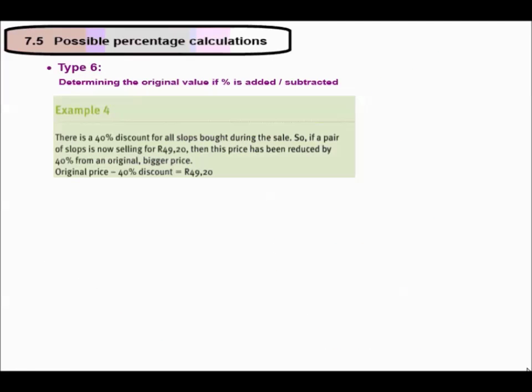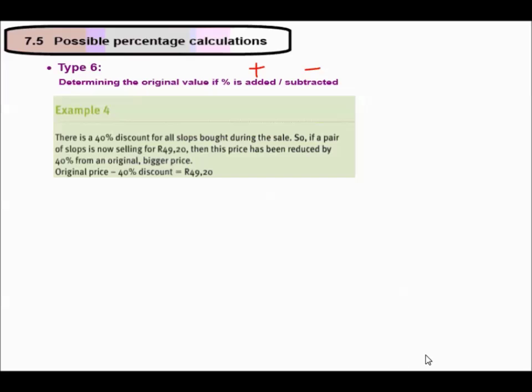Let's look at example 4, and this is an example of type 6 when you have to determine the original value if there has been a percentage added or subtracted. So this is increased and that will be decreased. The example in your book says there's a 40% discount for all the slops bought during the sale. So if a pair of slops is now selling at 49 Rand 20, then this price has been reduced by 40% from an original bigger price. So the original price minus the 40% discount will give you 49 Rand 20.